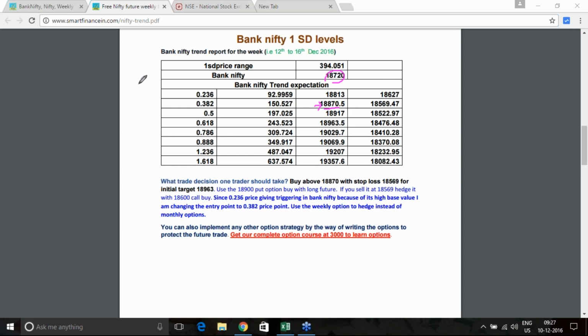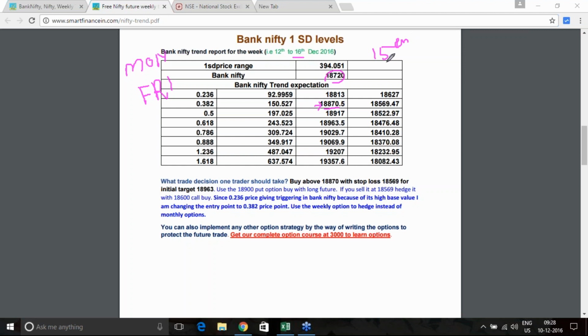Here people used to ask me, because this trend level is from Monday to Friday, and the weekly options expire on Thursday. Say you got a breakout on Monday, and you didn't get the first target on Tuesday or Wednesday. If by Tuesday or Wednesday you are not getting that breakout, what to do? These levels are valid till the 16th, but for the 15th you have the weekly expiry.